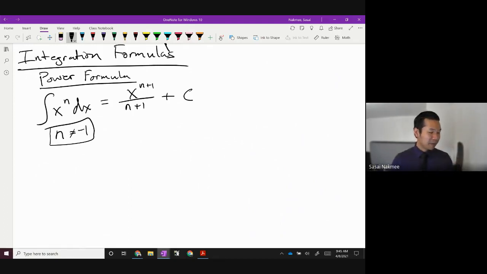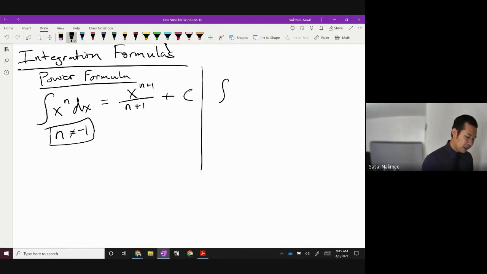Yeah, n plus 1. But now here's my question. Why can't n equal -1? What happens to the power rule if I was trying to find the integral of x to the -1 power using the power rule? What would happen if n was equal to -1 and I tried to use the power rule? It cancels out the power.